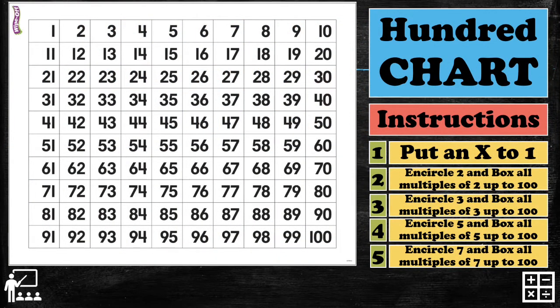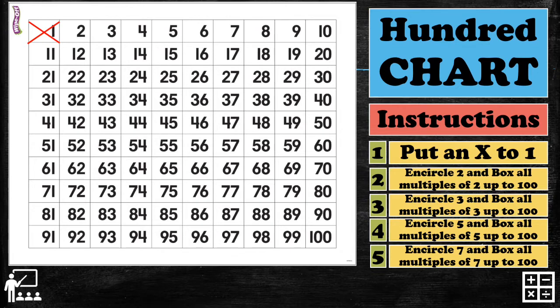So I have here a 100 chart and there are instructions on the side. These instructions we're going to follow to find the numbers that are included in the prime numbers and the numbers that are included in the composite numbers. And a reminder: if a number has already been boxed, we don't need to box it again. Just proceed to the next numbers. So let's start at step 1. Step 1 is put an X on 1. So we're going to put an X on number 1.